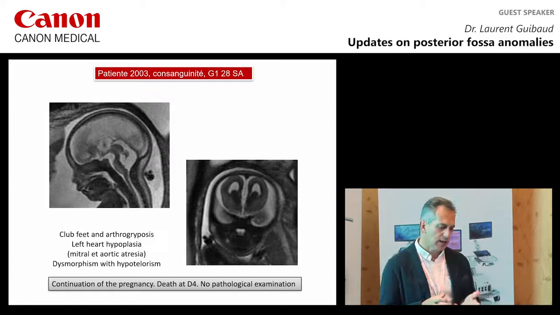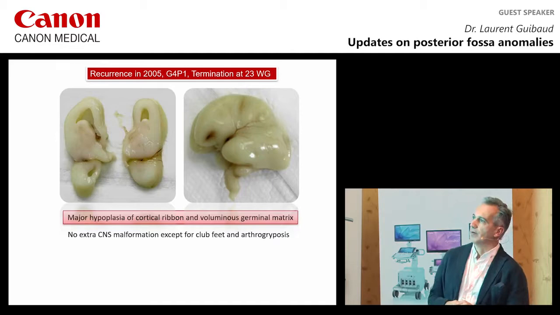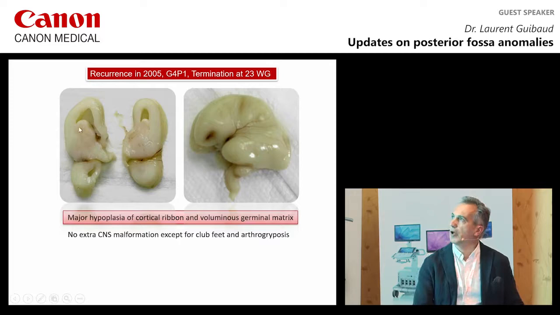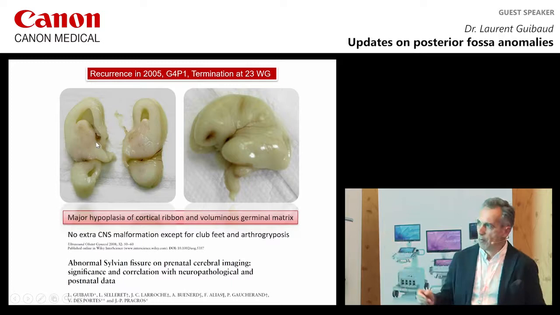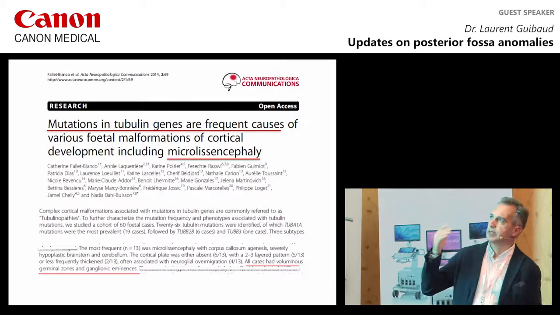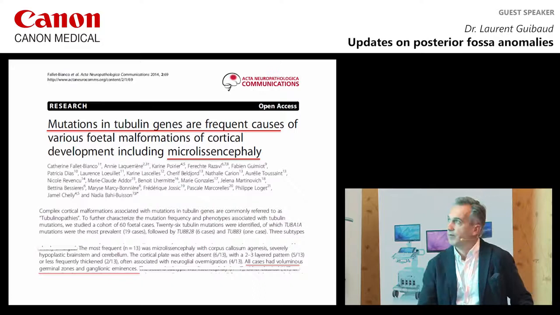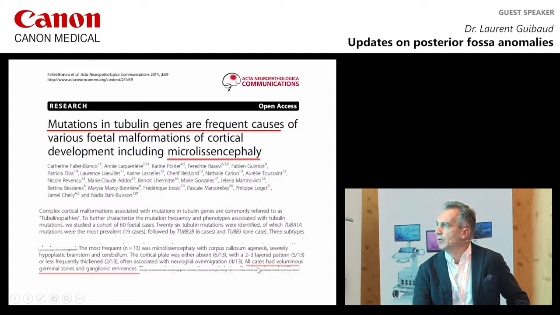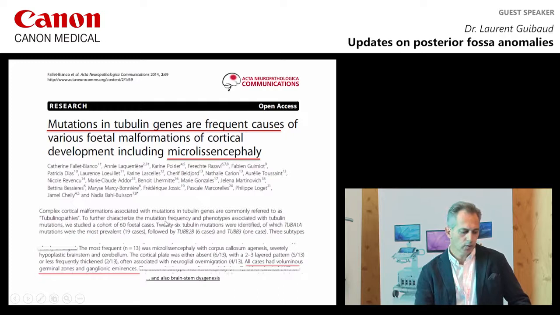But the patient had a recurrence in 2005, and it's the same thing, with a large germinal matrix. We reported this case in a series of abnormal Sylvian fissures, but at that time, we didn't know the genes. Because of that, we recently looked at an article about mutations in tubulin genes, which give, in the most severe cases, microlissencephaly and also voluminous germinal zone and ganglionic eminence, but also brainstem dysgenesis. This kind of case, you can see here in the publication with the voluminous germinal matrix.